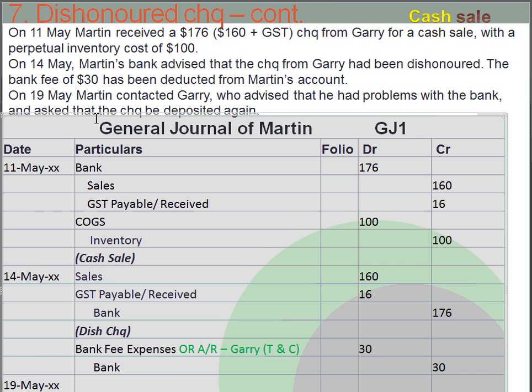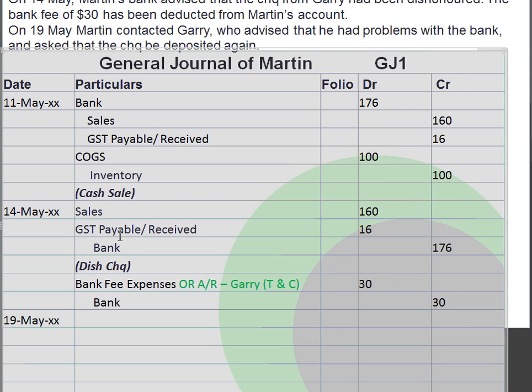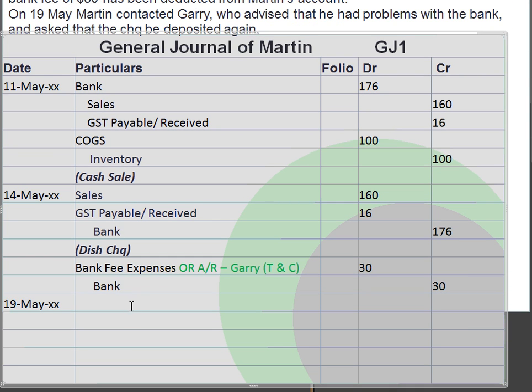Next transaction, the 19th of May, we've got Martin who contacts Gary, and Gary says, could you be so kind and put this check in the bank again? I've put some additional funds into my account. So what we're doing, remember the original transaction? We reversed it once the check has been dishonored. Now we are putting the check in the bank again, so we need to reverse this transaction, or repeat this original transaction.